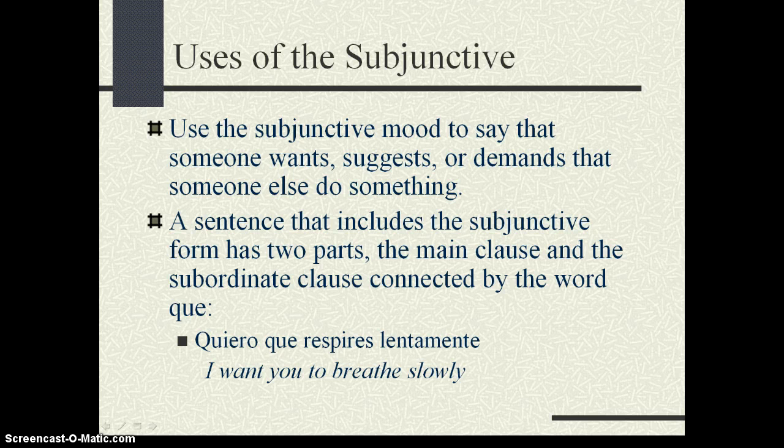The subjunctive is used mainly when you have two different subjects in a sentence. So you will have somebody and something that's called the main clause, and then somebody in the subordinate clause, so two different subjects. You use the subjunctive to say that someone wants, suggests, or demands that someone else do something. So in the example that you see here, you have I want you to breathe slowly. You have somebody in the main clause, I want, or I, and somebody in the subordinate clause, you. I want you to breathe slowly.